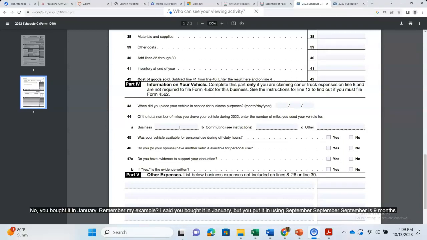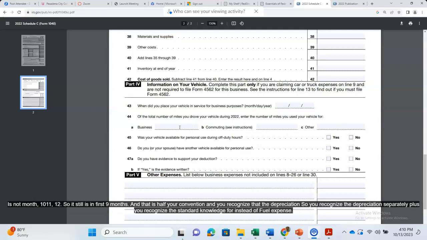No, you bought it in January. Remember my example? I said you bought it in January, but you put it in use in September. September is 9 months. It's not month 10, 11, 12. Okay. So it still is in the first 9 months. Okay. And that is half-year convention. And you recognize the depreciation.